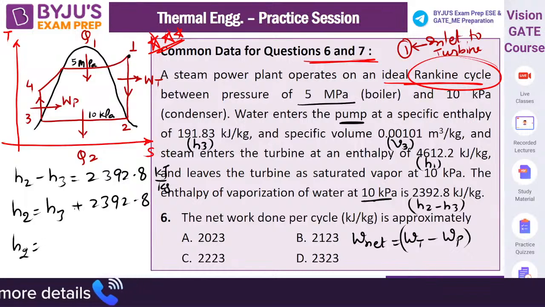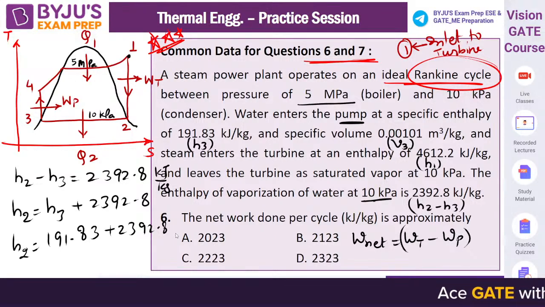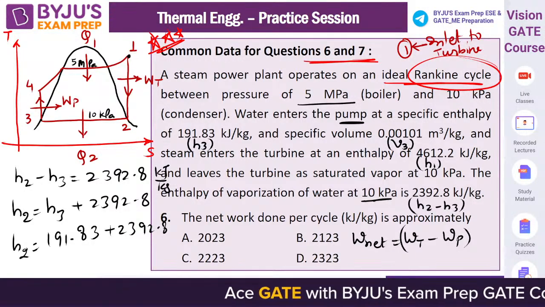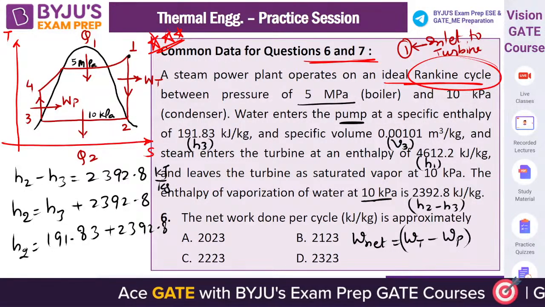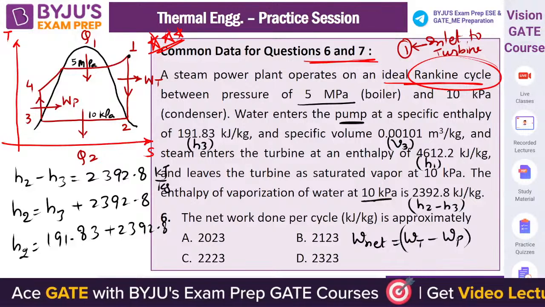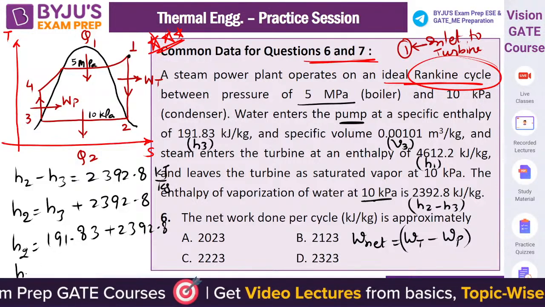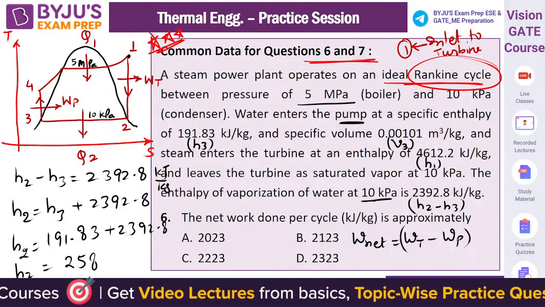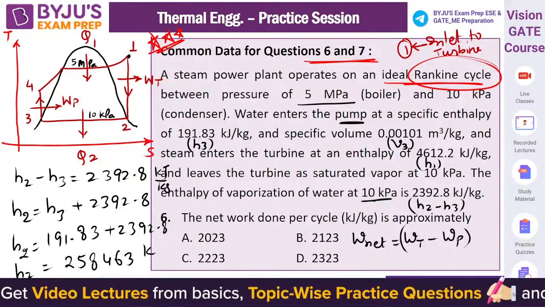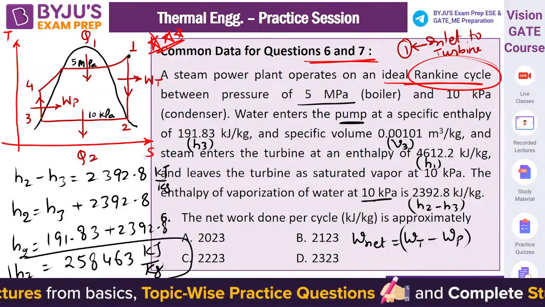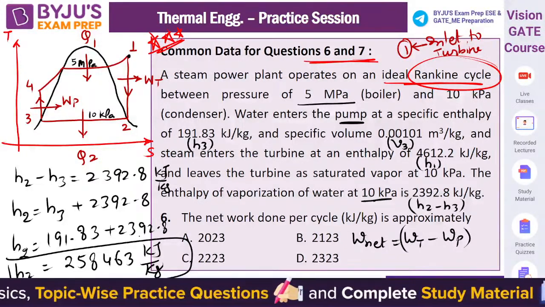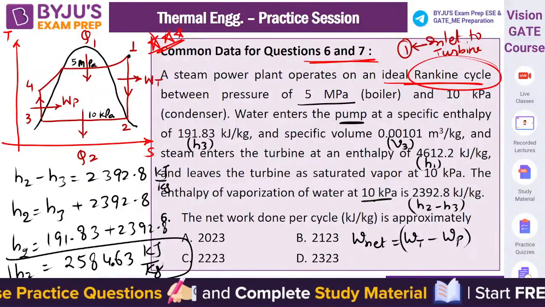So H2 will be equal to, H3 is equal to 191.83 plus 2392.8. What will be the value? 191.83 plus 2392.8 is 2584.63, isn't it? H2 will be equal to 2584.63 kilojoule per kg. The value of H2 will be 2584.63 kilojoule per kg. That is H4 and H2.